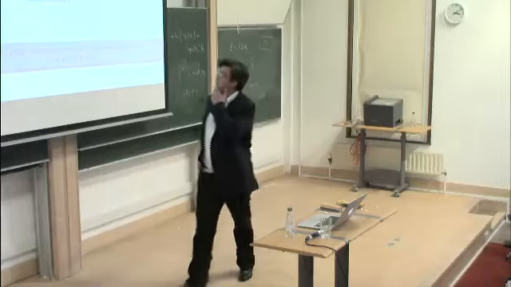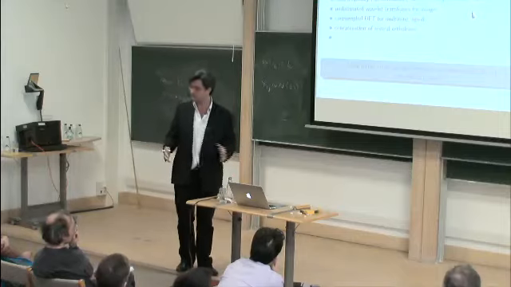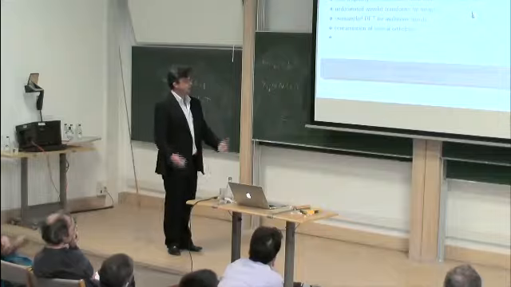If you look at work in image and signal processing, people apply curvelets for images. They apply time frequency representations, which we heard about yesterday for radar signals, and time frequency representations are not orthobases. People like to apply undecimated wavelet transforms, which are massively overcomplete. Suppose you want to extract multi-tone signals from compressive samples. You would want to oversample your Fourier transform because it's not clear that the frequencies would fall on your nice Nyquist grid. People would like to concatenate several bases.